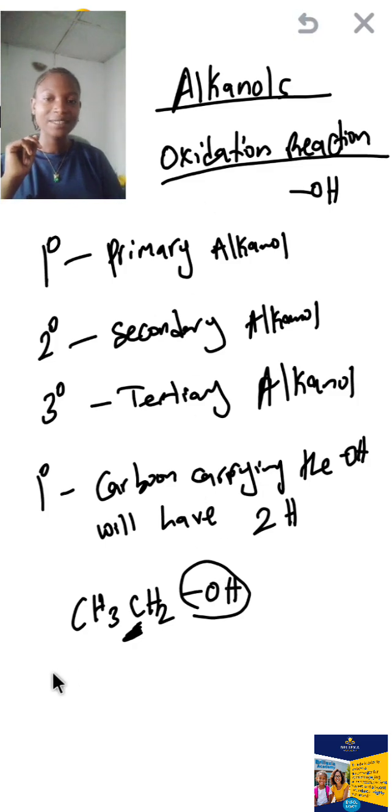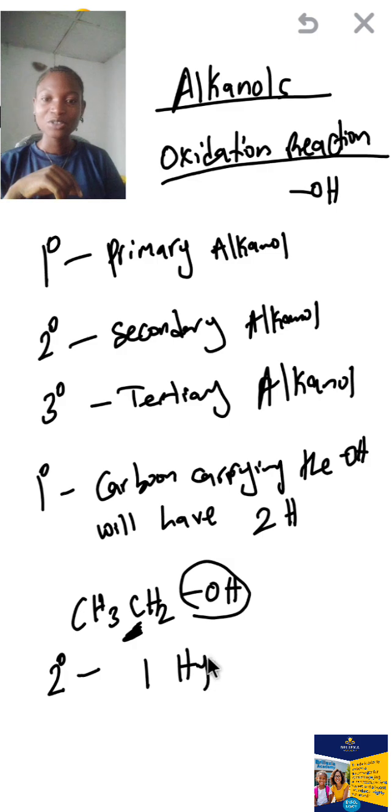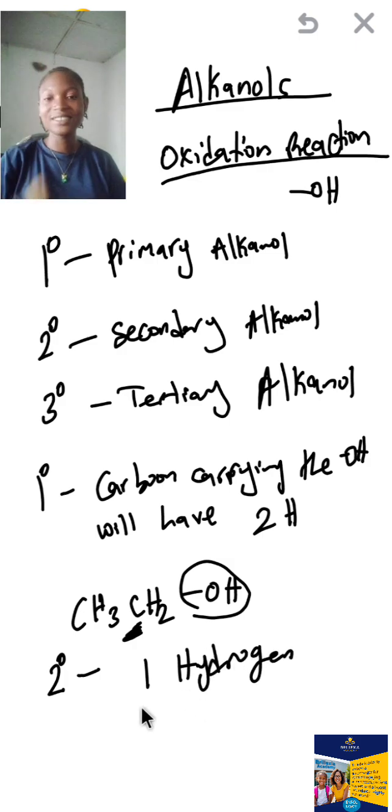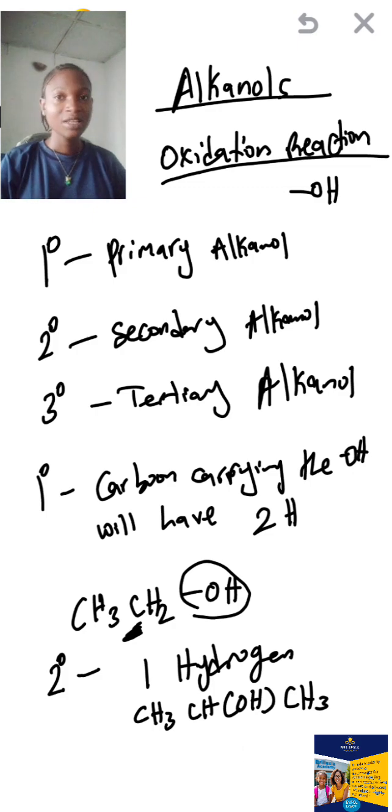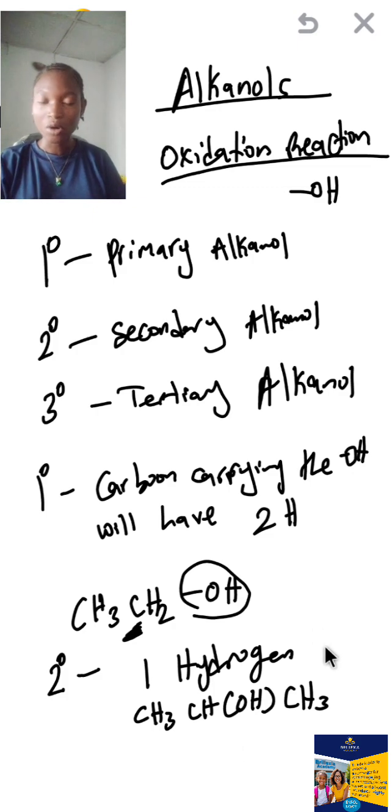Now, not to take our time, for 2 degree, I'm not going to write a longer one now. For 2 degree, the carbon carrying the OH, we have 1 hydrogen. So it's going to have 1 hydrogen. And this is an example. Let's say CH3CHOHCH3. You can see that this is simply propan-2-ol. So this is an example of secondary alkanol.